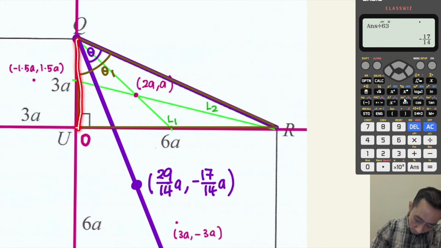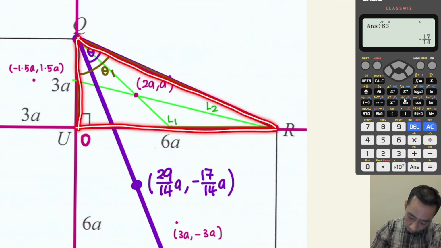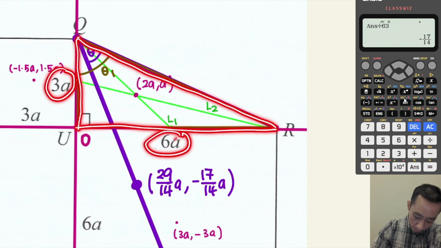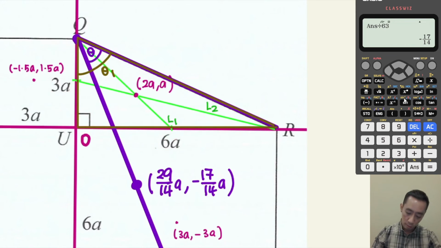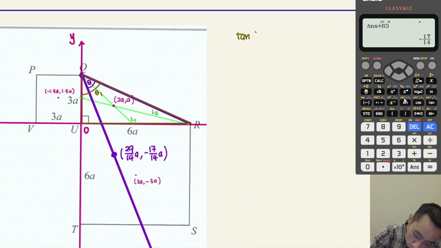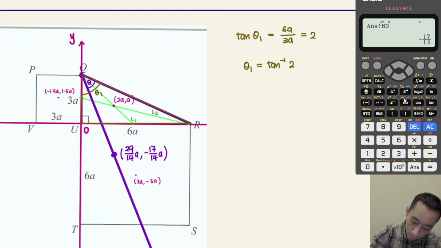So for this theta 1, I know that here is 6a and then here is 3a. So I can just use simple trigonometry ratios where this is the opposite side and this is the adjacent side, tangent, to find this angle here. So tangent theta 1 is equal to 6a over 3a, which means this theta 1 is equal to arctangent 2. So this is 2.